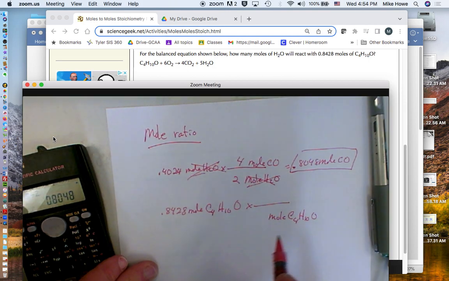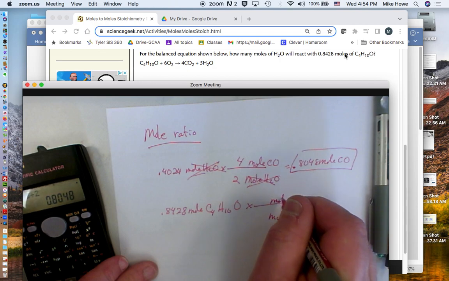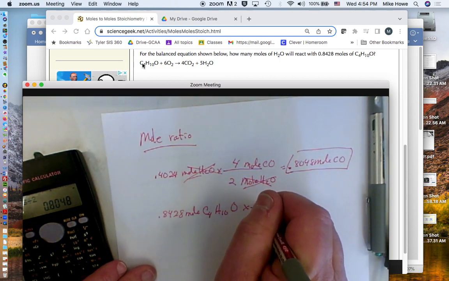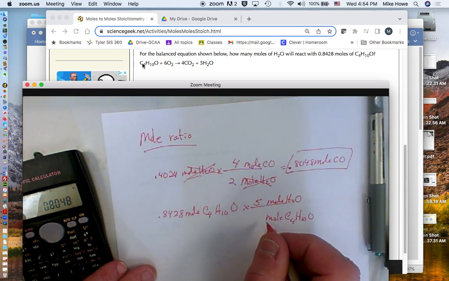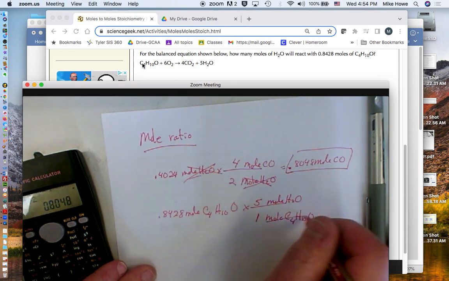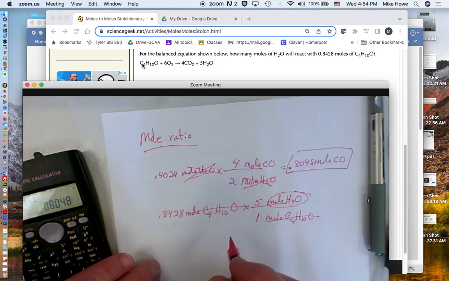On the top we put what we are looking for, and the how many question has to do with water in this question. So how many moles of water? So you would put moles of water on top. Now you look at the chemical equation and see what the numbers are in front of the water and in front of the C4H10O. In front of the water there is a 5. In front of the C4H10O there's nothing, so nothing is an implied 1. The moles of C4H10O have canceled out. Our final answer will be in moles of water.